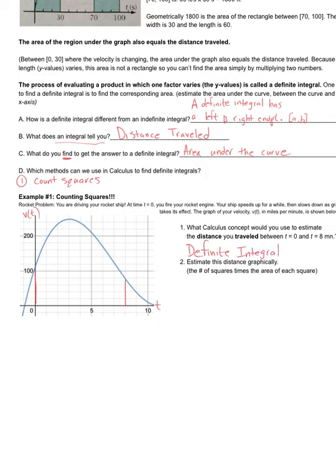For number 2, we have to estimate this distance graphically. So we're going to count the number of squares in this region, and I'm going to highlight it right here. So go ahead, pause the video. I want you to count the number of squares, and it's just going to be an estimate because there's partial squares up in here, but count the number of squares from 0 to 8.